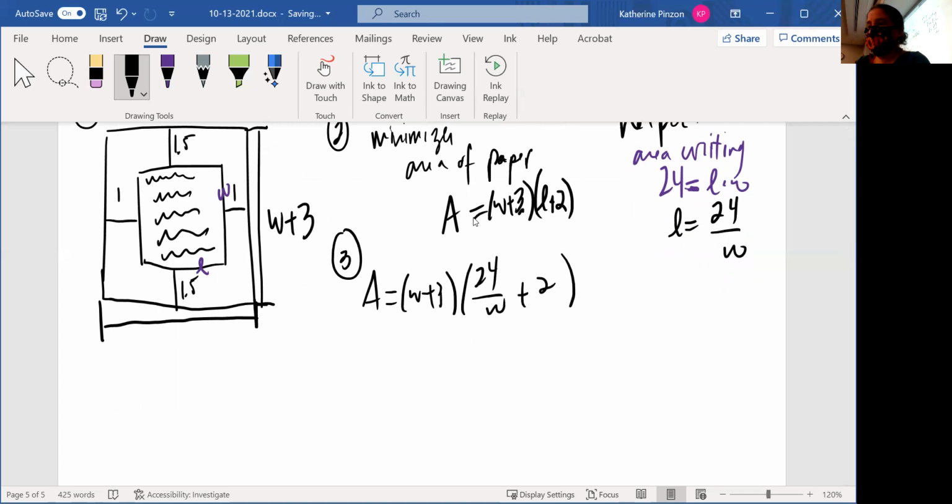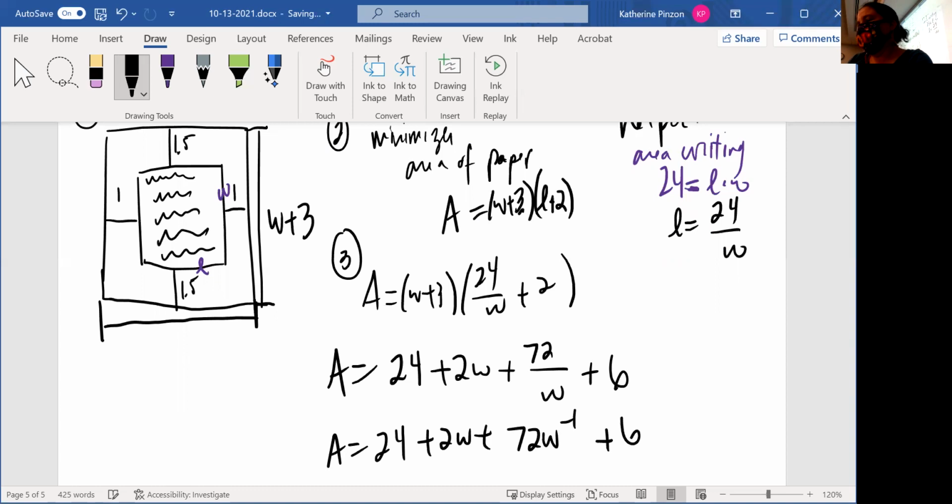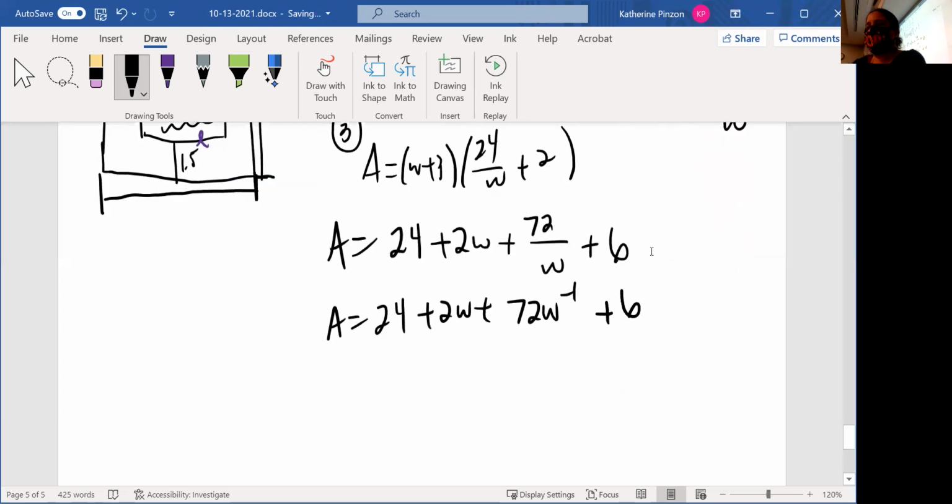Doesn't matter. Okay, multiply it out. I have to do W times this guy. I get 24. W times 2 gives me 2W. 3 times this guy is 72 divided by W. And 3 times 2 makes 6. So I FOILed this out. I'm going to do one more simplifying before I try to take the derivative, because I don't want to use the quotient rule. So I'm going to write that third term as 72W to the negative 1.